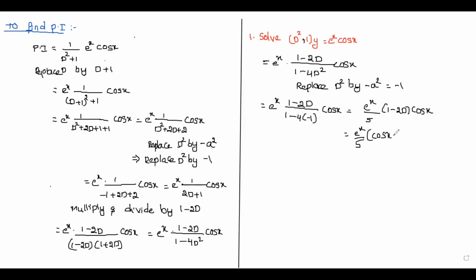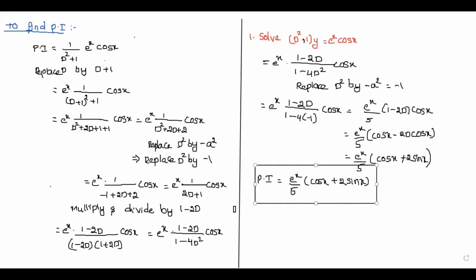You have to multiply your cos x into the inside term. So minus 2D cos x. So this is equal to e power x by 5 into cos x minus 2 into derivative of cos x, D cos x is nothing but the differential operator. D cos x is nothing but minus sin x, so it becomes plus sin x. So therefore, our particular integral is equal to e power x by 5 into cos x plus 2 sin x.